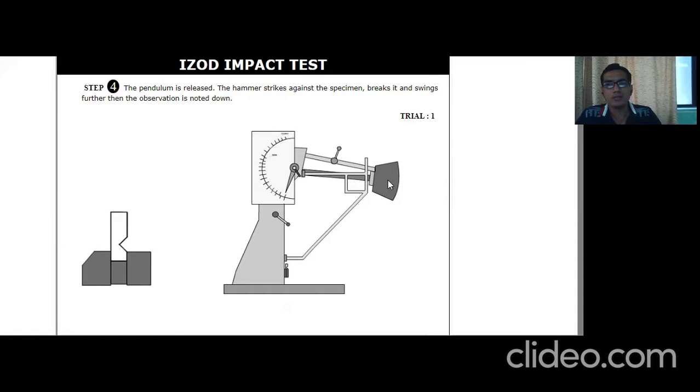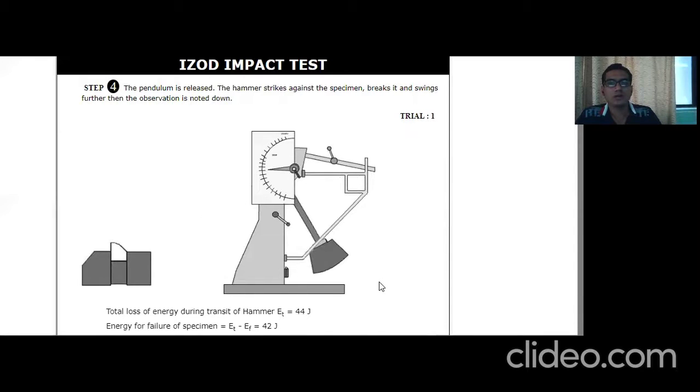Then this is the pendulum. Here the striker is located inside the pendulum. Then the lever, by using that lever we can release this pendulum, so it will strike onto the sample. When we release the pendulum, we can observe the sample breaks and we get the loss of energy during transit of hammer as equal to 44 joule.